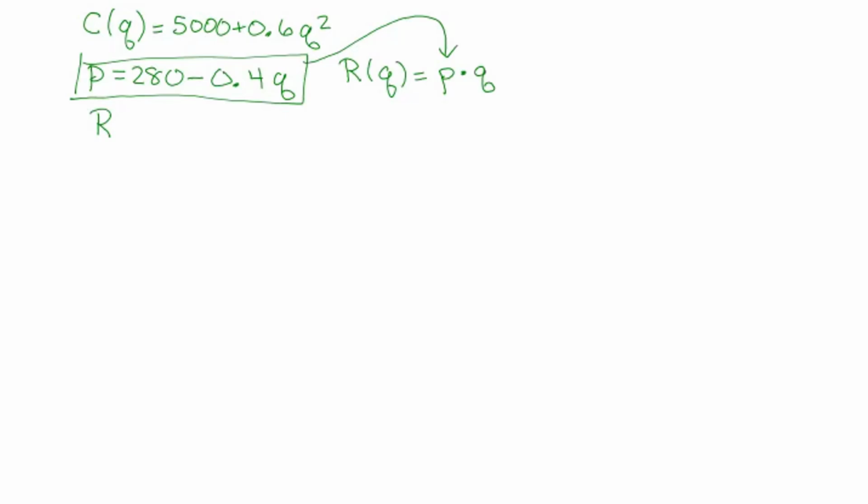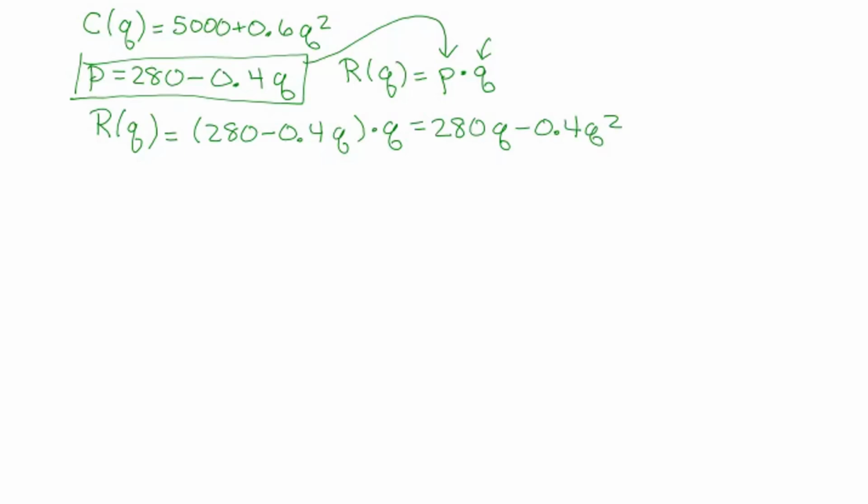So R of Q is equal to, plugging in P into the revenue function, so we get 280 minus 0.4Q times the Q that's already in revenue. Distributing this out, we get 280Q minus 0.4Q squared.